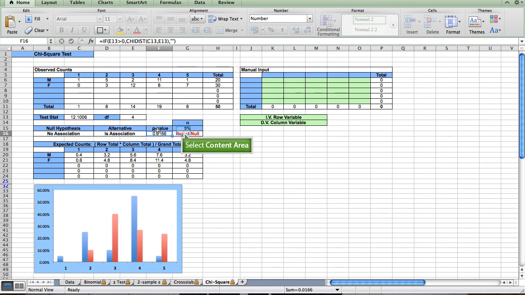Our p-value of 0.0166 is well below the 5% significance level. Therefore, in a chi-square test, we reject the null hypothesis of independence, or no association between the two variables, in favor of our alternative, which is that there is an association. The clustered bar graph shows us visually the comparison between the two conditional probability distributions we looked at on the previous page.